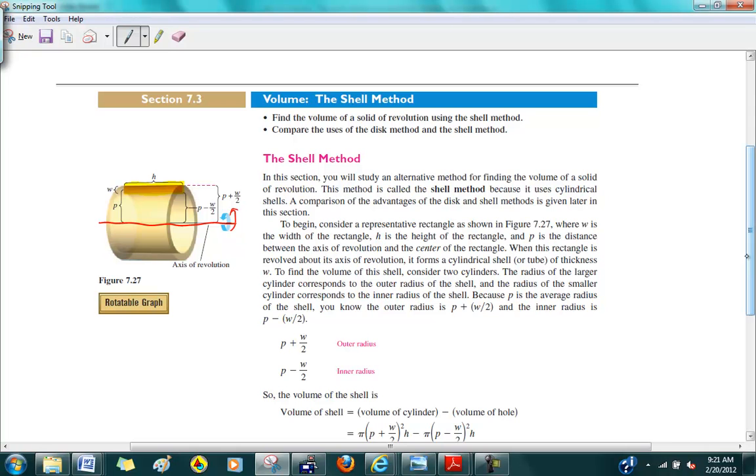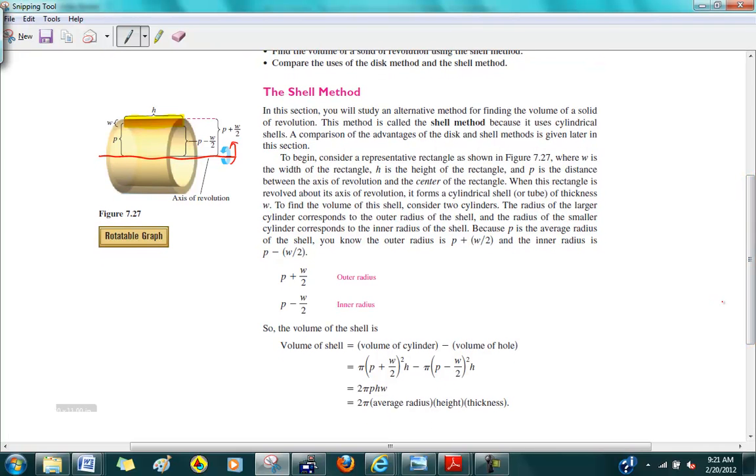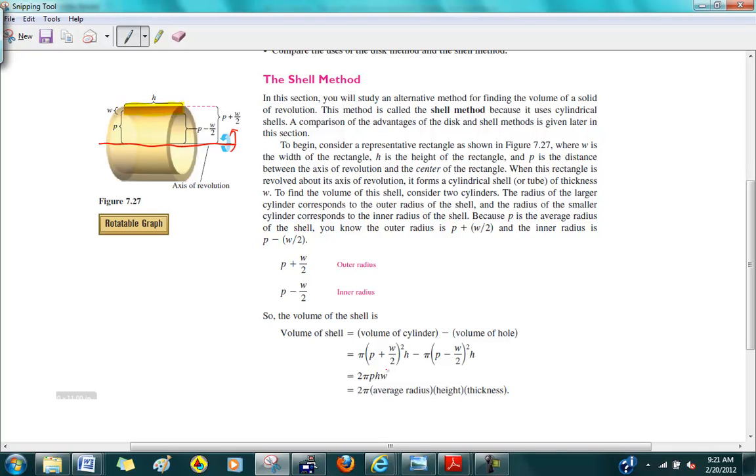So the book goes in and explains the formulas that you need there, and I suggest that you read that and understand that. What they're doing is computing the volume of the inner cylinder and then the outer cylinder, and subtracting the two. So the volume of the shell is given by this formula here: 2 pi times the average radius, which would be your P, times the height, which is H, and then the thickness of the shell, which is W. So this is really an important formula.